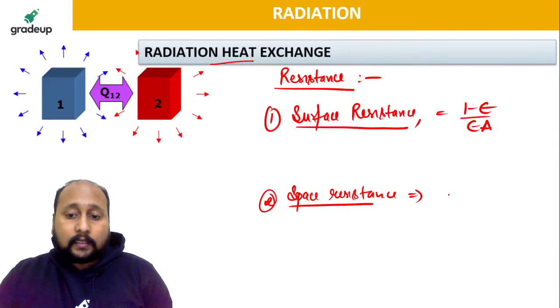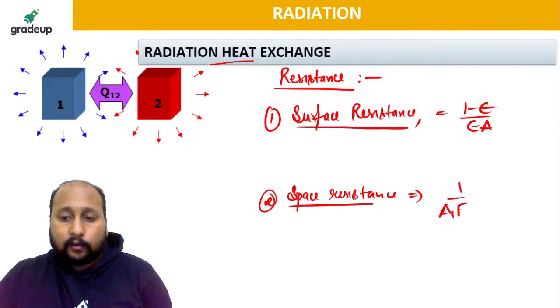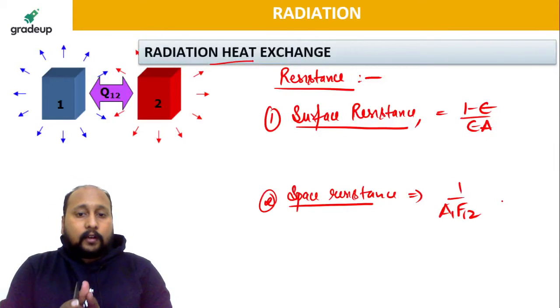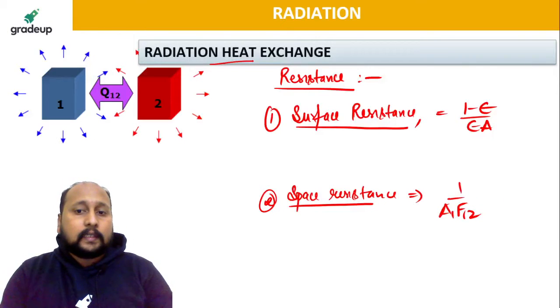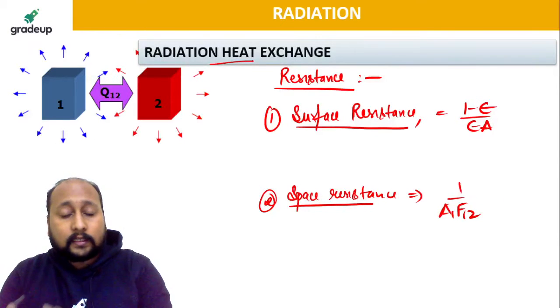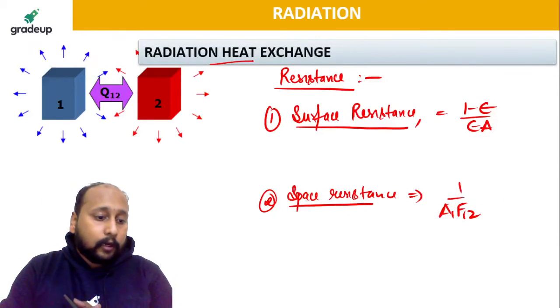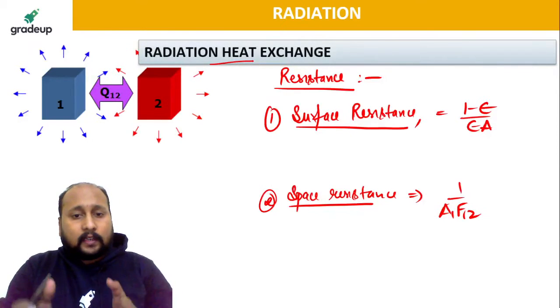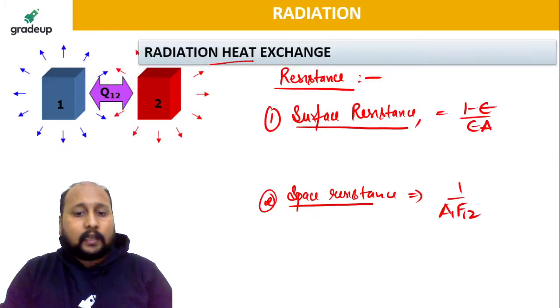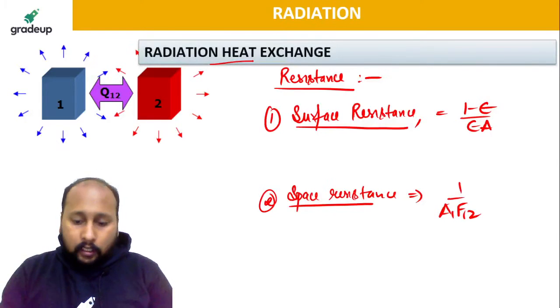And what is space resistance? That is 1 upon A1 F12. Basically, what is the meaning of this? Whenever we are talking about any surface, all surfaces will have some surface resistance except the black body. And if you're talking about two surfaces kept at some distance, definitely there will be some space resistance. Okay, so let me tell you, very important.